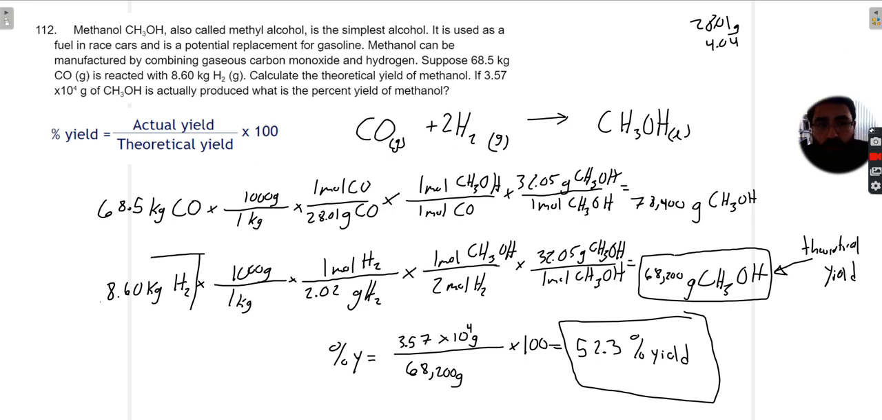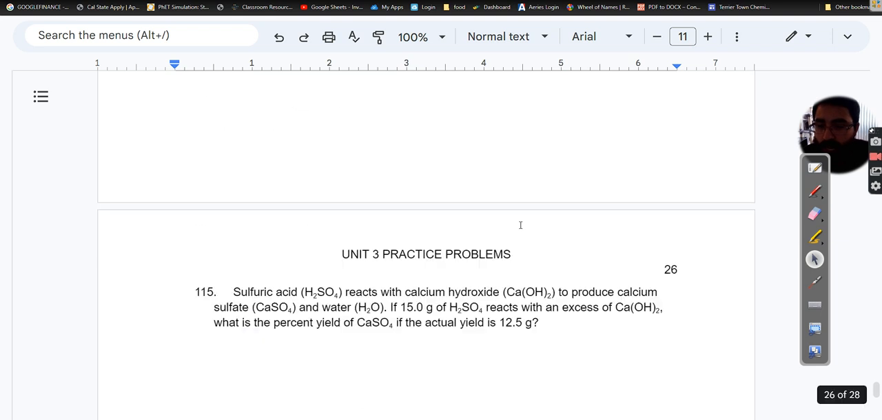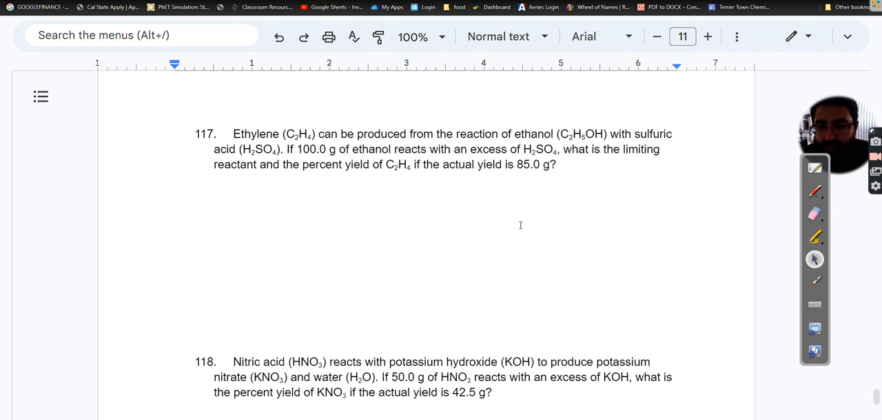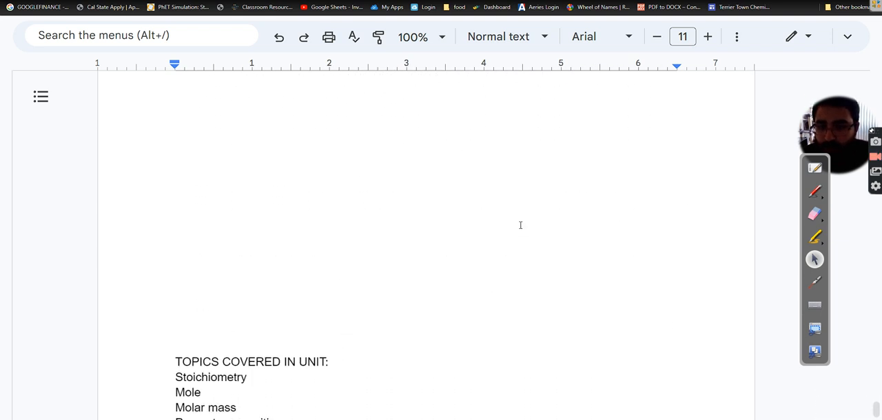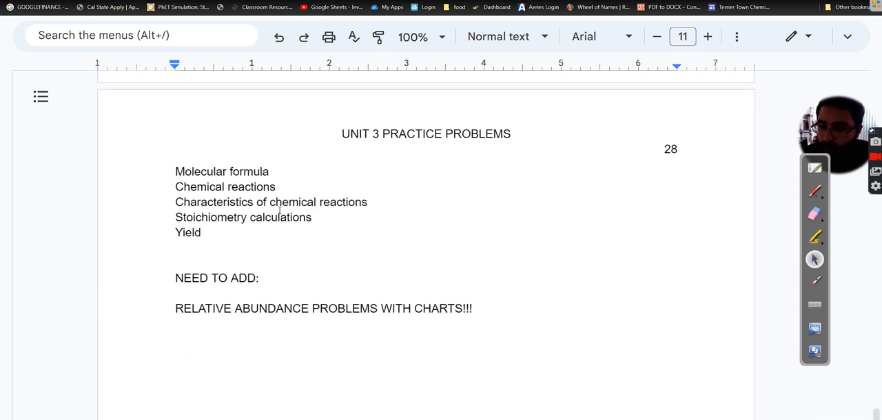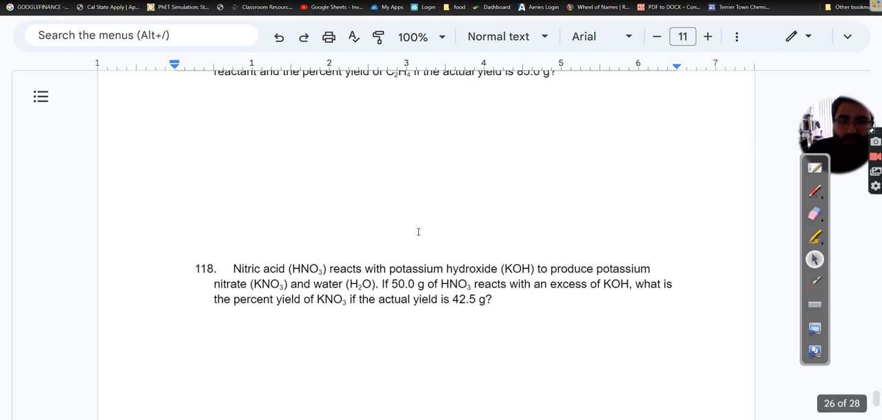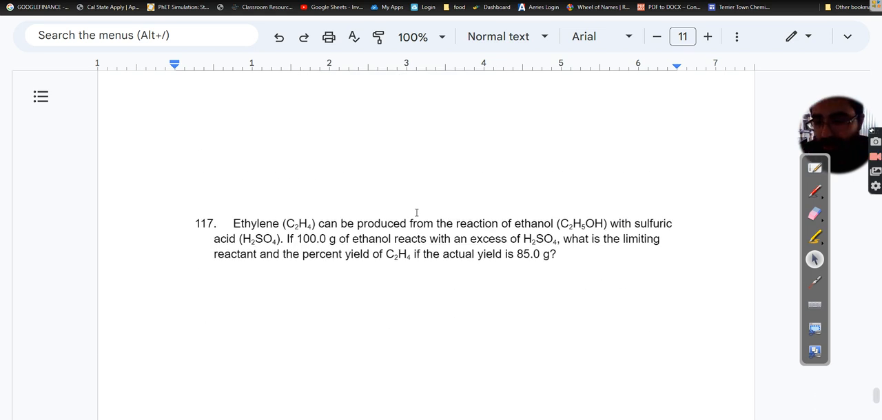All right, so you got a decent amount of these problems. Am I missing anything? Percent yield, I'm missing one type of problem. I got to go back and add that.